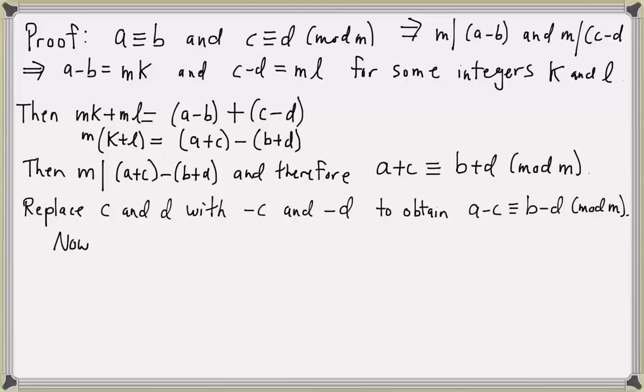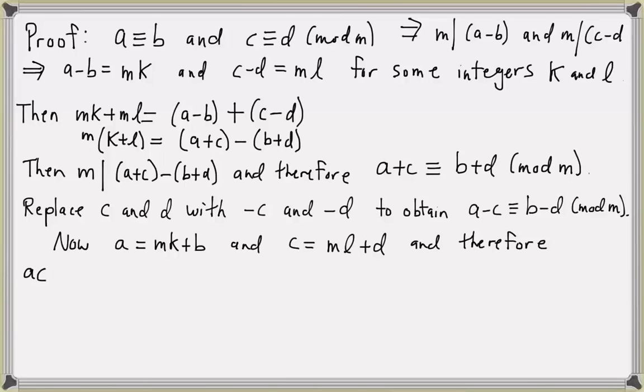Now A, I can rearrange the expression above to give me A equals MK plus B, and C I can rewrite as ML plus D, and therefore when I multiply A times C, we see that A times C will equal MK plus B times ML plus D. When I expand this, I'm going to have a term B times D plus a bunch of terms with a factor of M. So I have an M squared KL, plus MKD, and plus MBL.